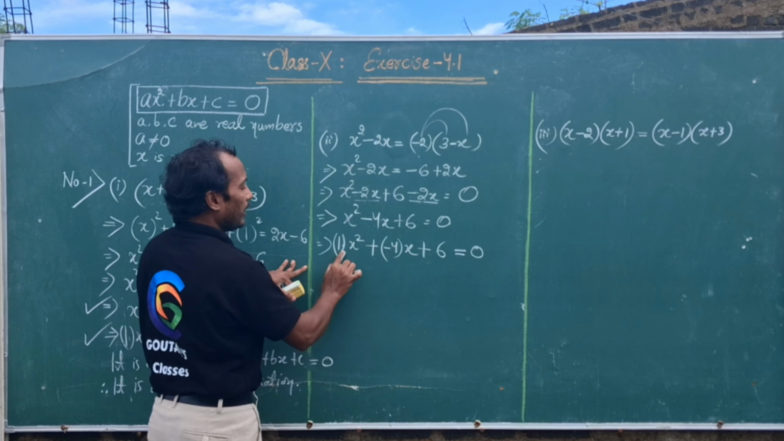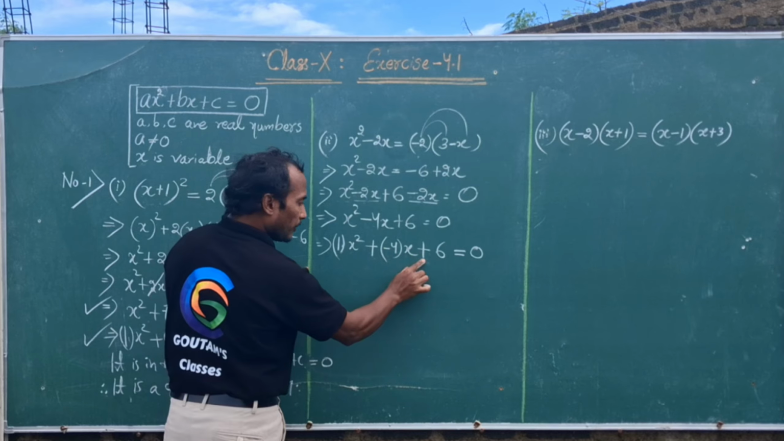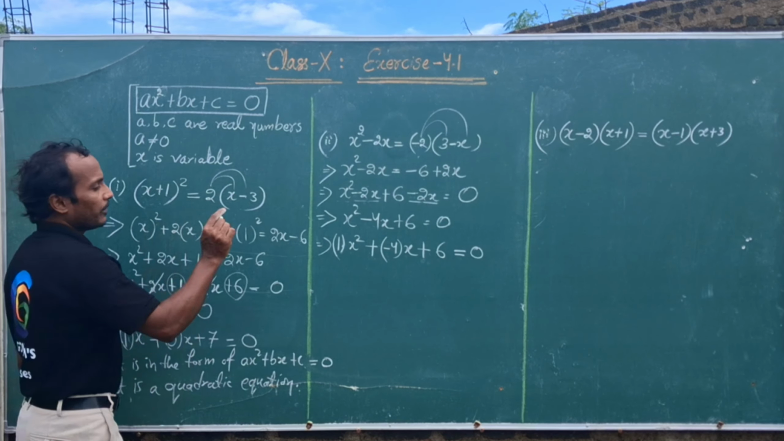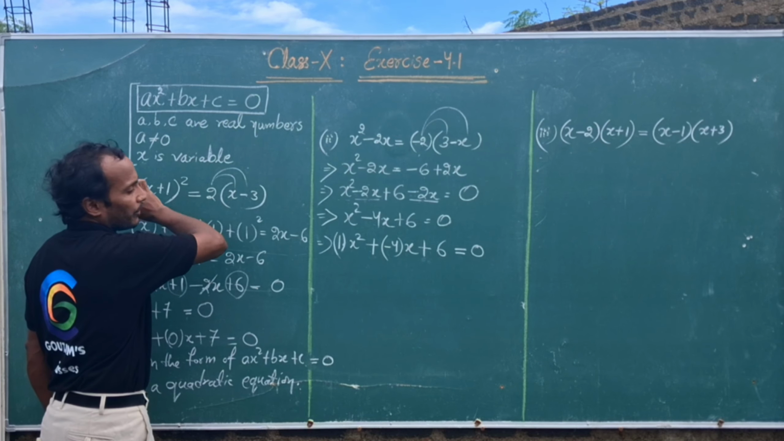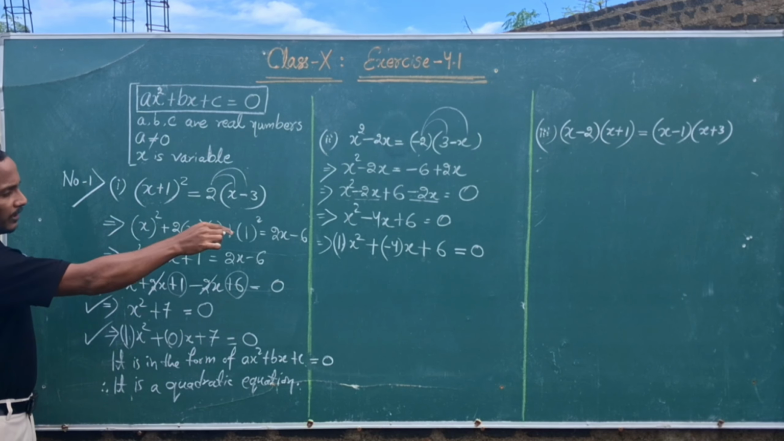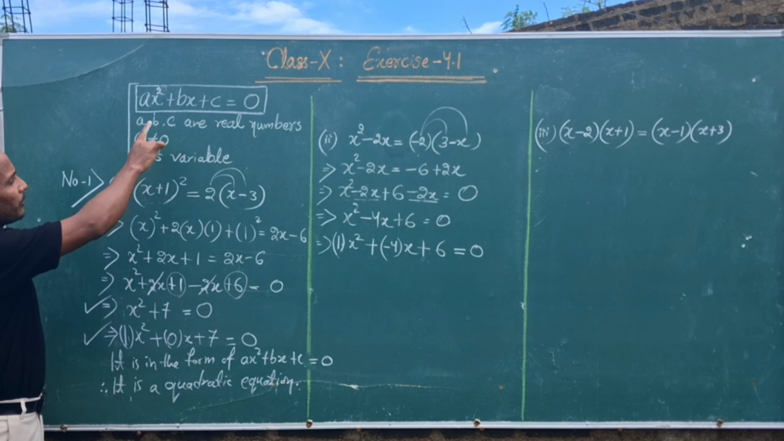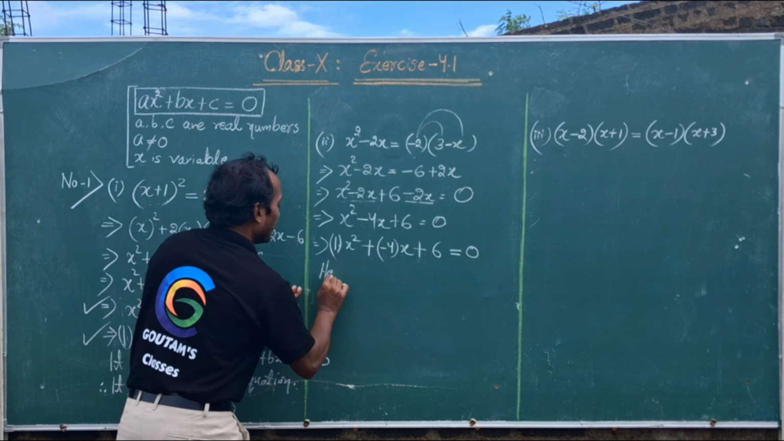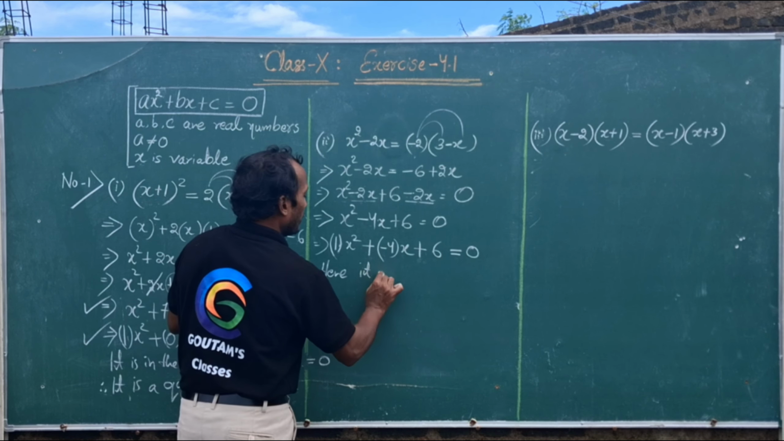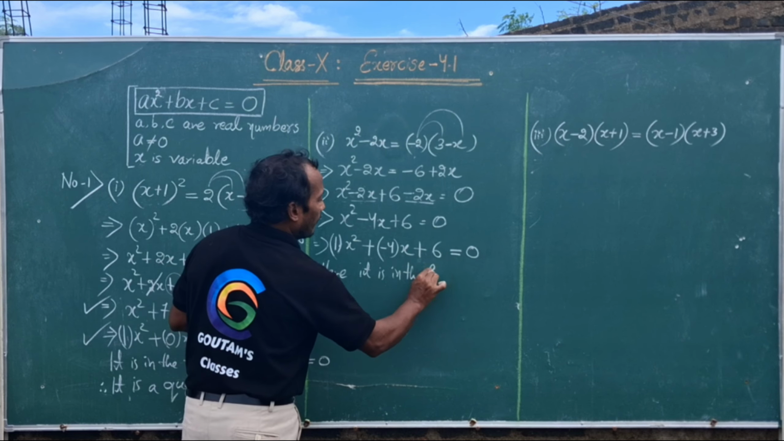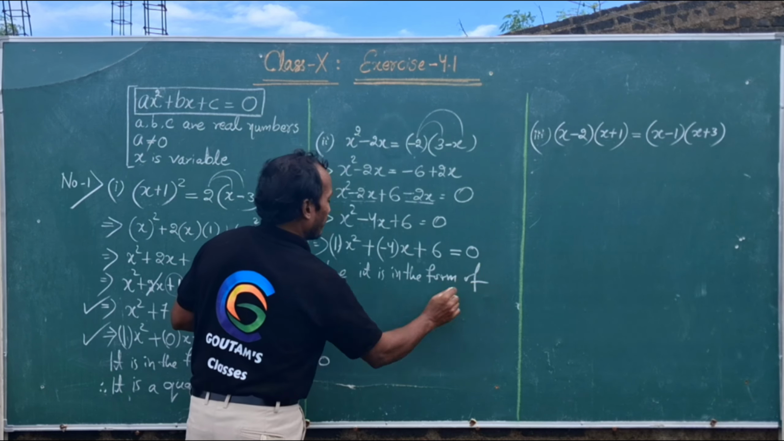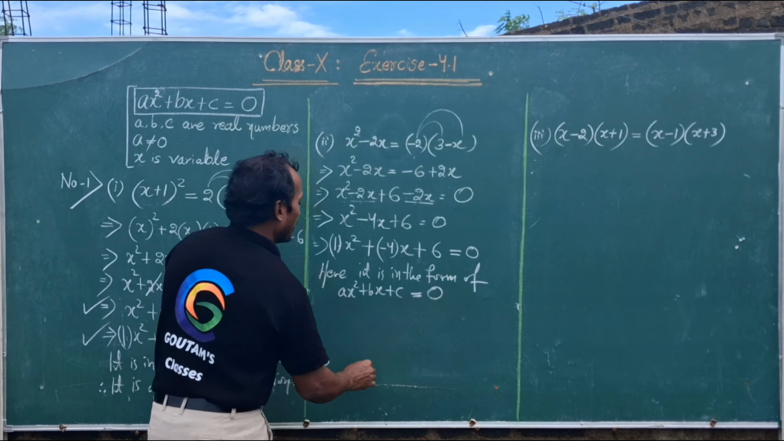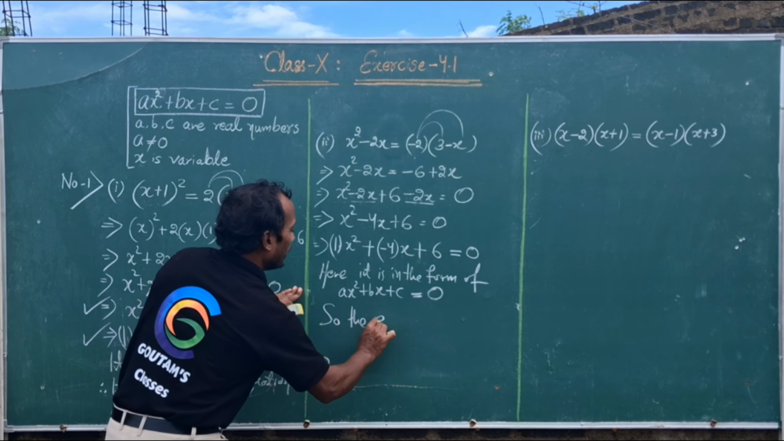Now it is in the form of ax square plus bx plus c equals to 0. You are clear? So we were able to express here also in the form of ax square plus bx plus c is equal to 0. Everywhere we will try to express the final step, the simplified step, in this form, ax square plus bx plus c is equal to 0, and we shall declare. So here it is in the form of ax square plus bx plus c equals to 0. So the equation is quadratic.